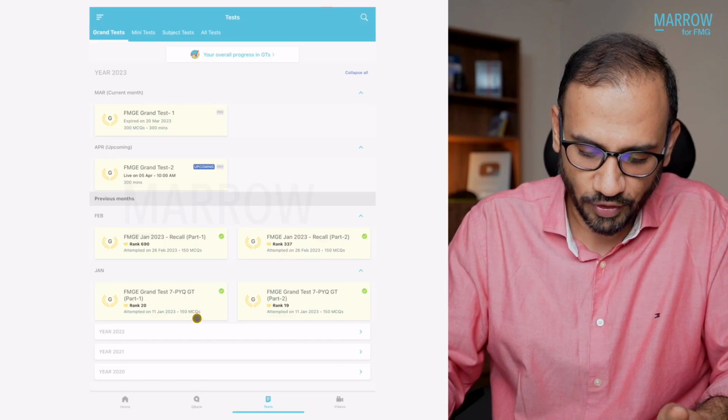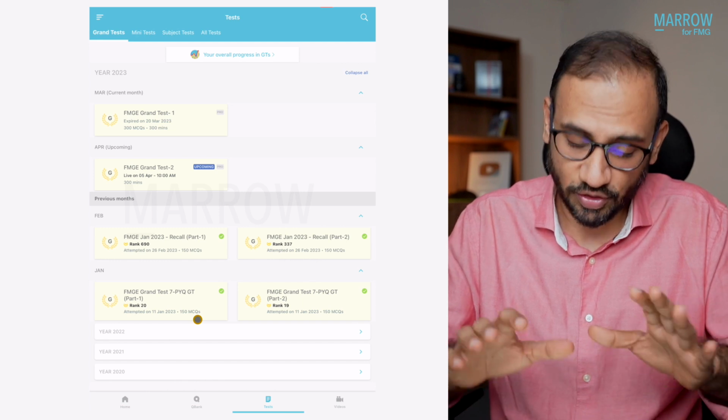And the most important thing is, I will be discussing all of this from the perspective of an international medical graduate like yourself, to help you crack the exam, because this is not a competitive exam. We are not competing with anyone else. We don't want to get first rank. We want to get a good enough score to crack this exam and sail through this. Okay, so this is the grand tests or the tests page.